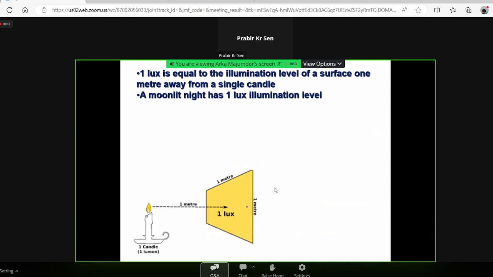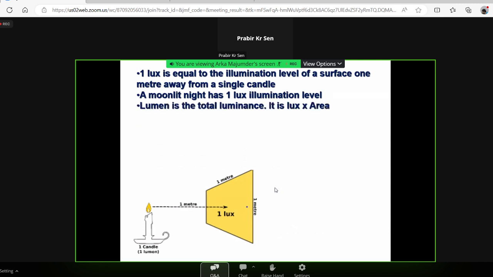So when we use lighting, we use light for the convenience of our seeing things. So for that, lux is the important thing: the lux level of the place. 1 lux is equal to the illumination level of a surface 1 meter away from a single candle. That is 1 lux. A moonlit night has about 1 lux illumination. So 1 candle, 1 meter distance, 1 square meter area, illumination is 1 lux.